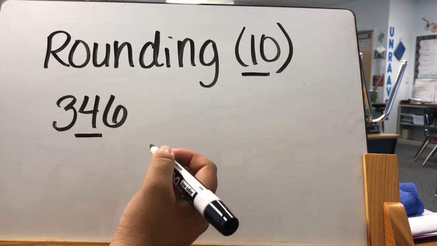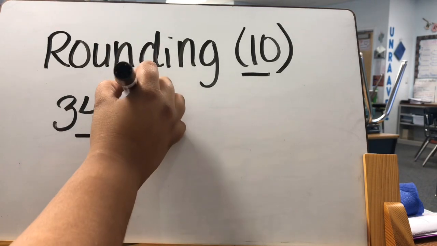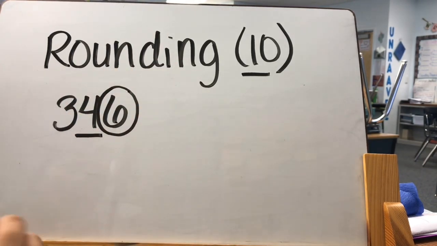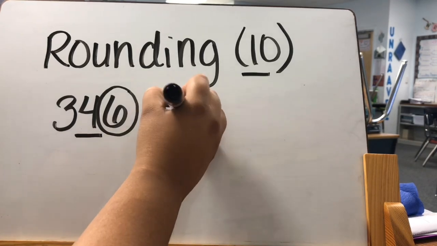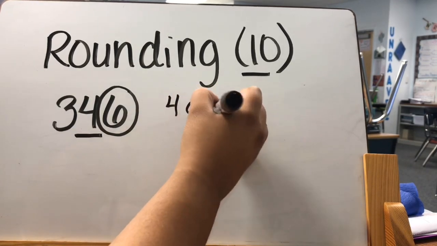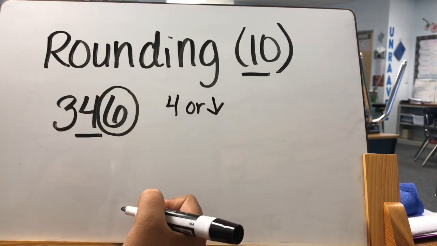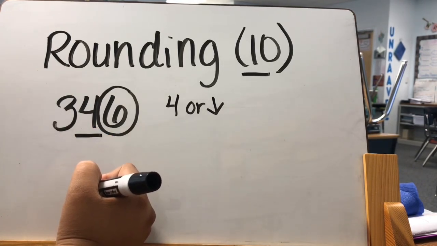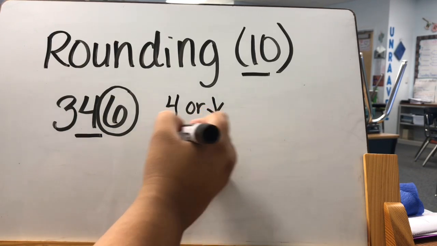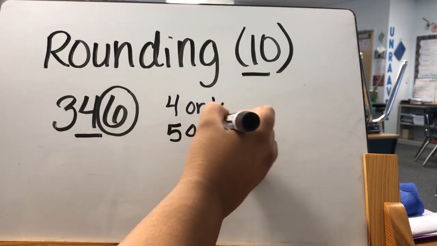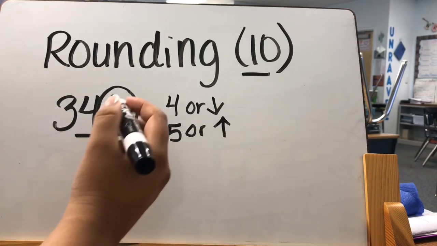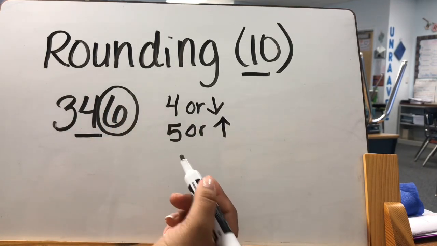Then you look to the right and you circle the number that is to the right. If that number is 4 or below, the number that's underlined is going to stay the same. If the number is 5 or higher, the number to the left is going to move up by 1.